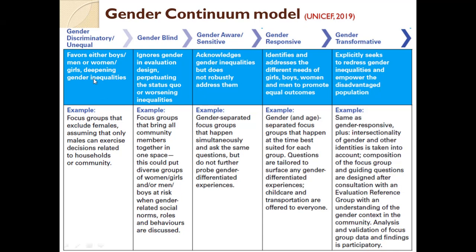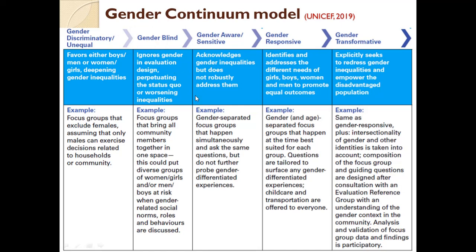So you have an example of where evaluation is gender discriminatory. So in other words, it does not consider anything to do with gender. So in that case, it favors either boys or men, or women and girls, depending on gender inequalities. And an example here is that, for instance, one could have focus group discussions during evaluation that exclude females, assuming that only males can exercise decisions related to households and communities. That's an assumption. So in that case, there is discrimination of one group, and consideration of the other.